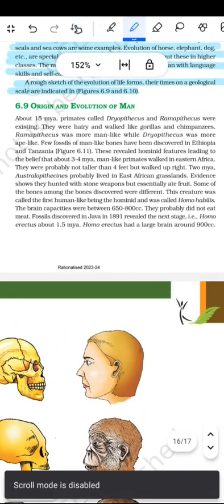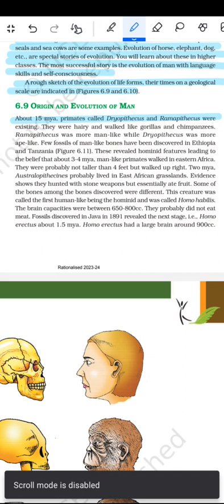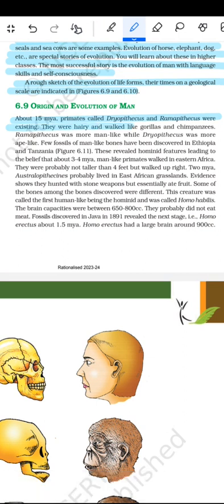About 15 million years ago, primates called the Dryopithecus and the Ramapithecus were existing. They were hairy and bulky like gorilla and chimpanzee. Ramapithecus was more man-like, while the Dryopithecus was more ape-like. Few fossils of the man-like bones have been discovered in Ethiopia and Tanzania. These revealed hominid features, leading to the belief that about 3-4 million years ago, man-like primates walked in eastern Africa. They were probably not taller than 4 feet but walked upright.